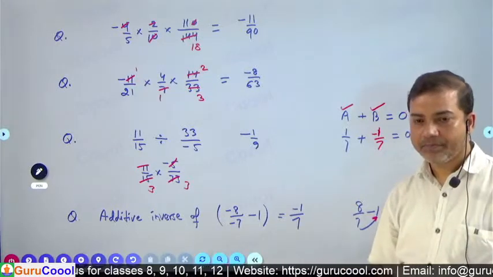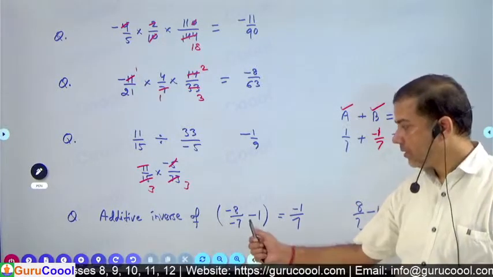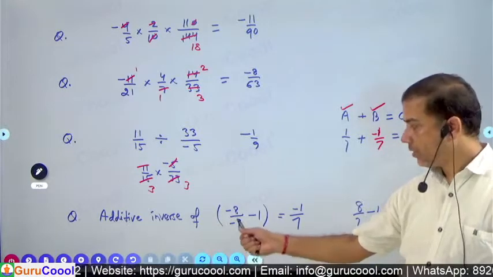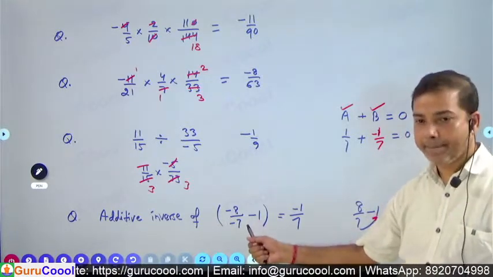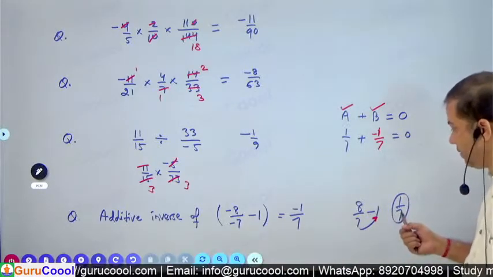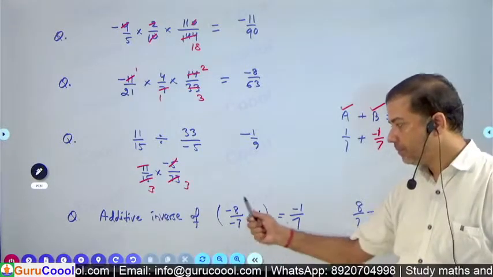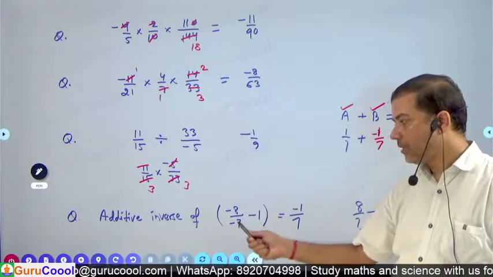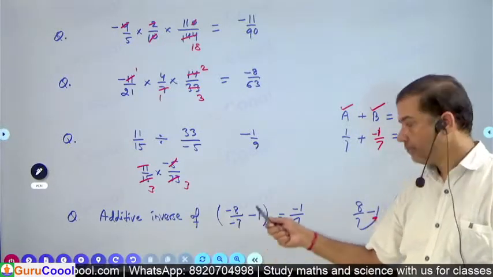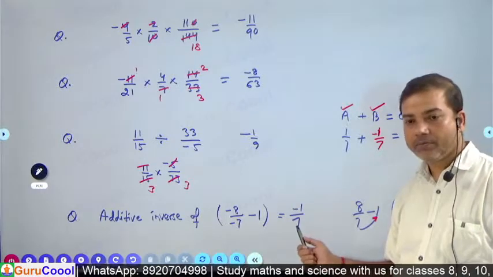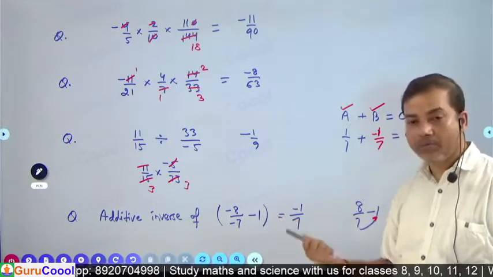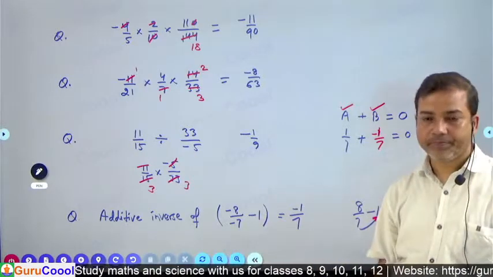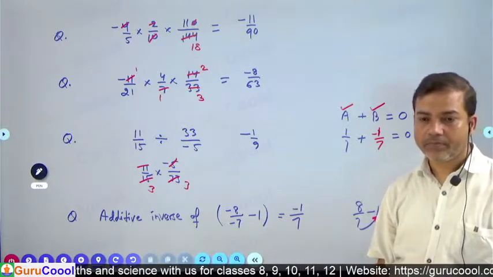Got it? Yes, sir. What is this number? 1 by 7. We have done it here, 1 by 7. And what is the additive inverse of this number? Minus 1 by 7, because the sum of these two will become 0. So the additive inverse of this number is this number. Got it, David? Yes, sir.